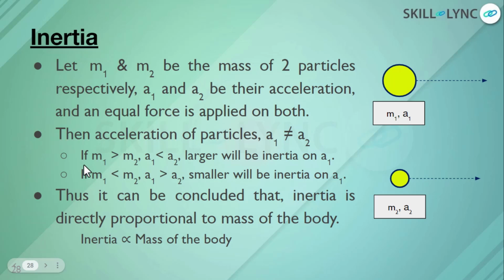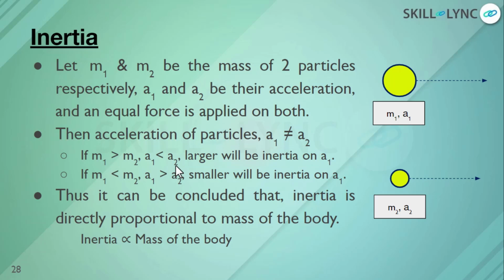Thus, this can be understood as follows: if m1 is greater than m2, that is, the mass of the first particle is greater than the mass of the second particle, then the acceleration of the first particle would be less than the acceleration of the second particle. Through this, we can understand that the inertia is larger on particle 1.